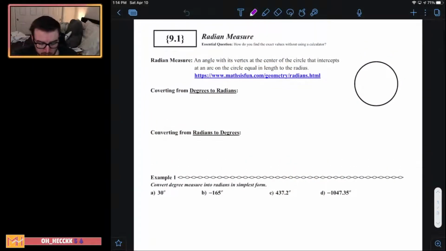Hello, Algebra 2. We are starting Unit 9. Unit 9, can you even call it a unit? It's very tiny. It's just 2 lessons, and it is covering the idea of radians. So let's jump into it. We're looking at 9.1.